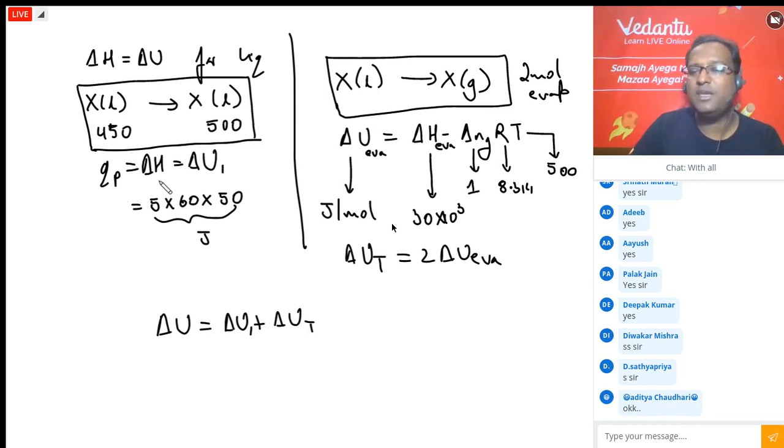Otherwise, I had no choice. The question gave me some value of molar heat capacity, I would have to use it to calculate delta U. There is no other option, otherwise the question will get stuck. Question will get stuck if you don't end up using this formula. Clear?